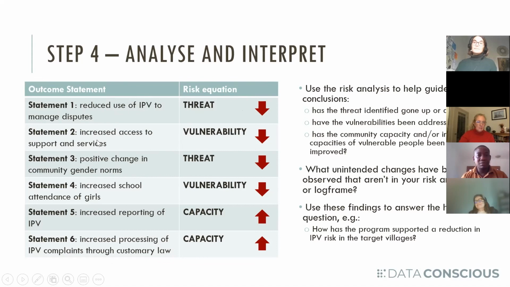Increased access to service and support, well, you could say that vulnerability has gone down, or perhaps capacity has gone up. You might want to look at increased reporting of IPV. That's a clear growth in capacity, or reduced vulnerability because girls are attending school more, which is moving them away from the place where the threat is taking place. So the point is, for each statement, we're analyzing it in terms of the threat, vulnerability, or capacity of the individuals and communities to mitigate GBV risk. And if we do that, then we can start to understand how we can use them to answer the question.